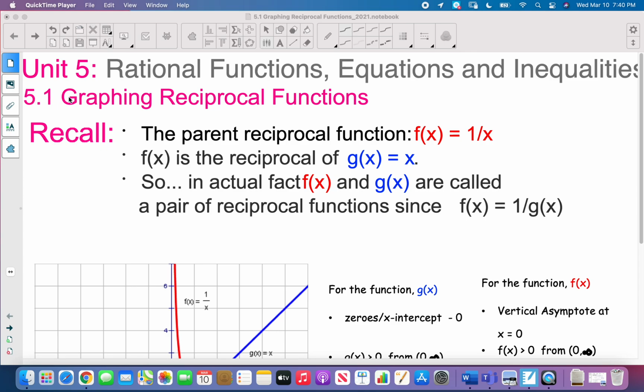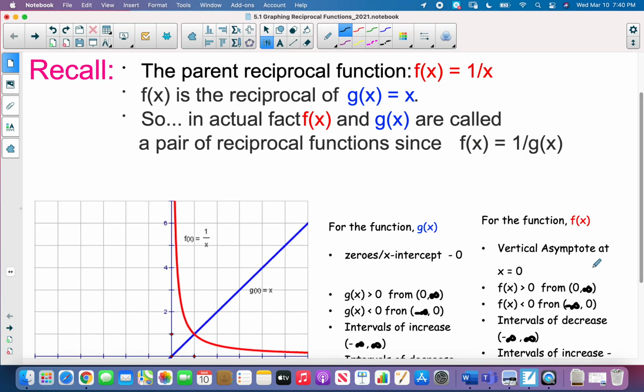Lesson 5.1 is on graphing reciprocal functions. You want to recall that the parent reciprocal function f of x equals 1 over x, and f of x is then called the reciprocal of the original function g of x equals x. So in actual fact, f of x and g of x are called a pair of reciprocal functions since f of x equals 1 over g of x.